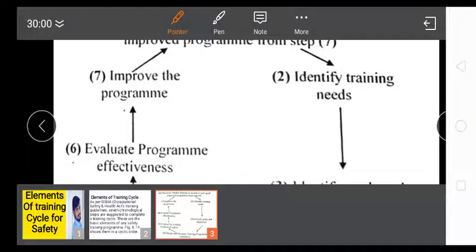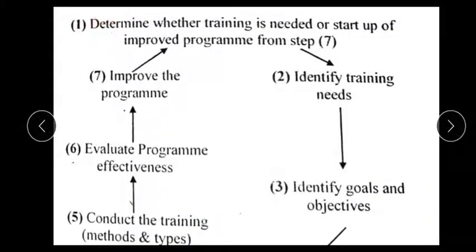The first one is determining whether training is needed, or starting up an improved program. So the first thing is to determine if training is needed. It means the first step is to determine whether a problem can be solved by training. Not all skill deficiencies are solvable through training, and some other tool may be required. So this step includes the need for any improved or revised training program.